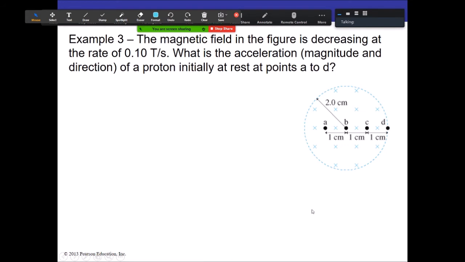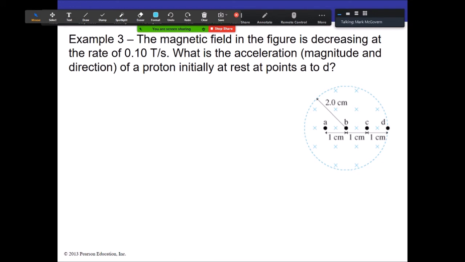But anyway. All right, let's do a problem. The magnetic field in the figure is decreasing at the rate of 0.1 Tesla per second. What is the acceleration, magnitude, and direction of a proton initially at rest at points A to D?